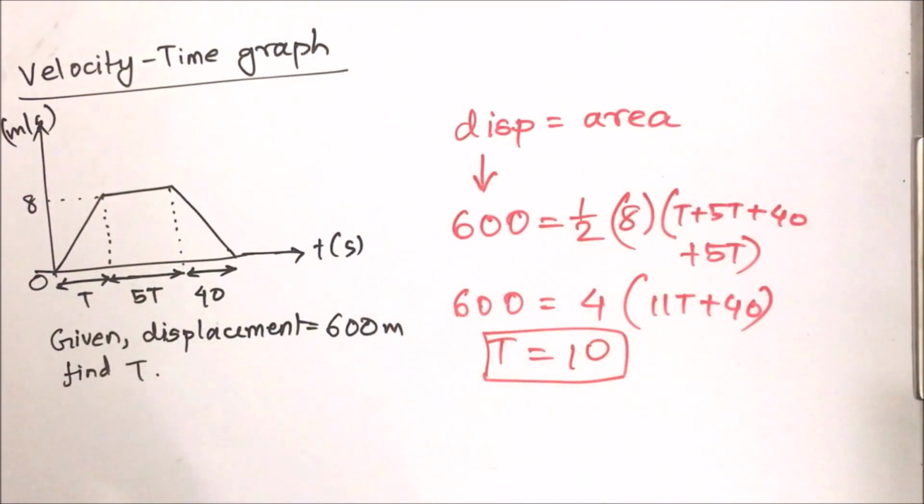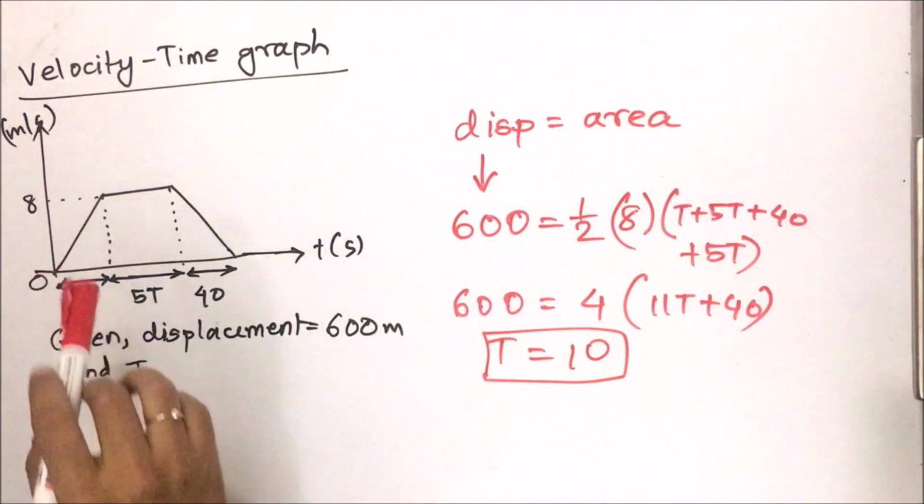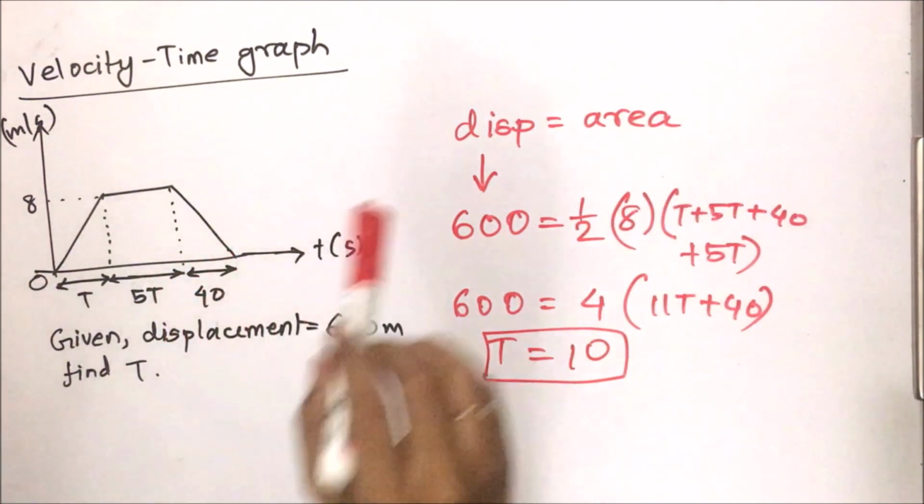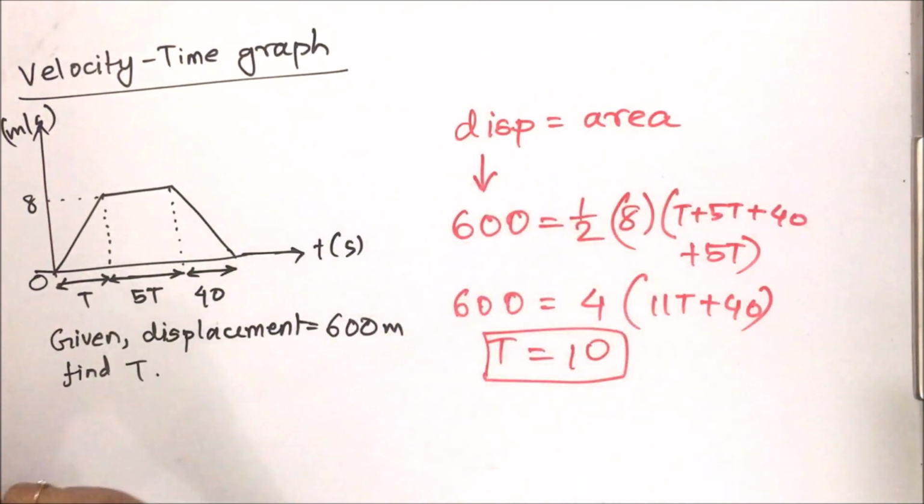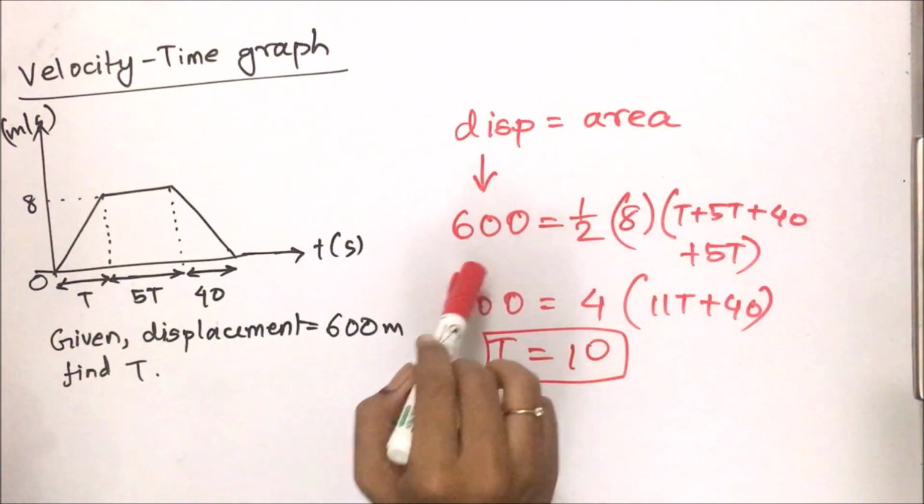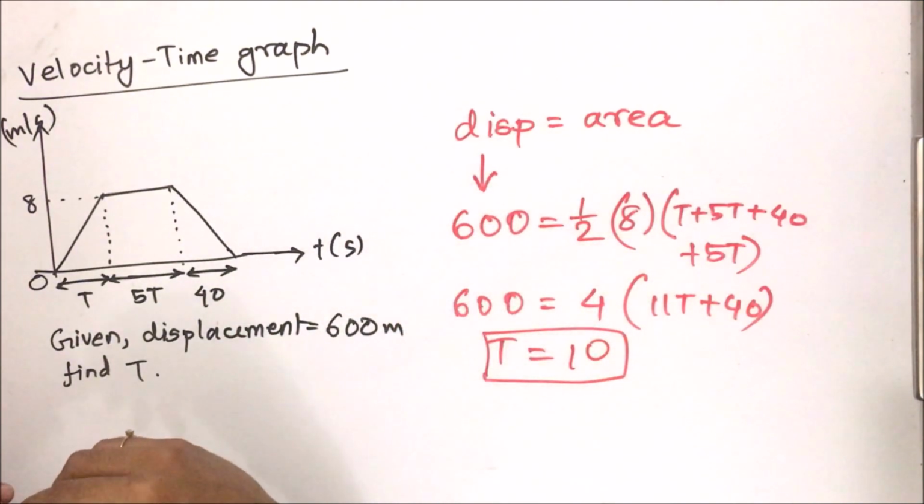Now we will look at another example of the velocity time graph. In this question, it is said that the total displacement of this velocity time graph is 600 meters and they want us to find the value of t. Let us use the same formula. For the velocity time graph, we know that displacement can be found from the area. The question says that the displacement is 600 meters, so we just put 600 meters in the place of displacement.